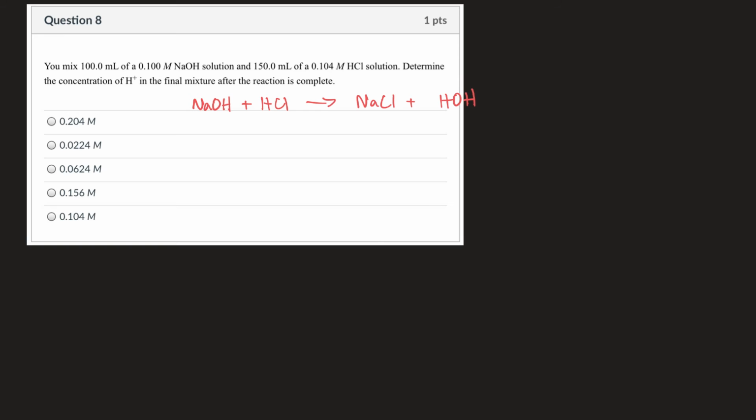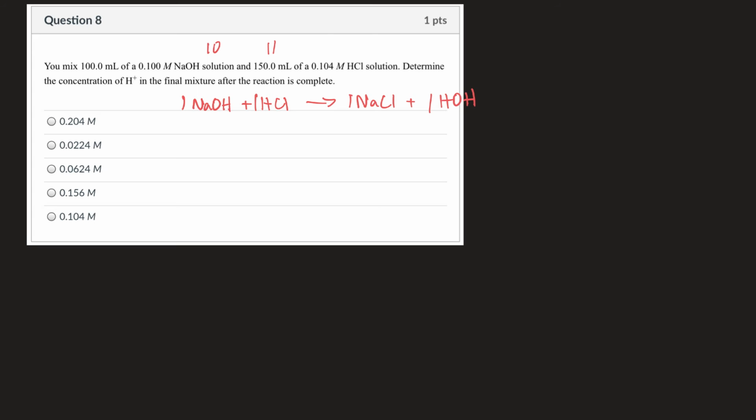Interesting. So in just looking at it, if they say determine the concentration of H+ in the final mixture, what they're going to do is, and I'm just throwing out numbers, I've got 10 of these and 11 of these, and when they react, it's 1 to 1. I think this is all balanced. So it's 1 to 1.